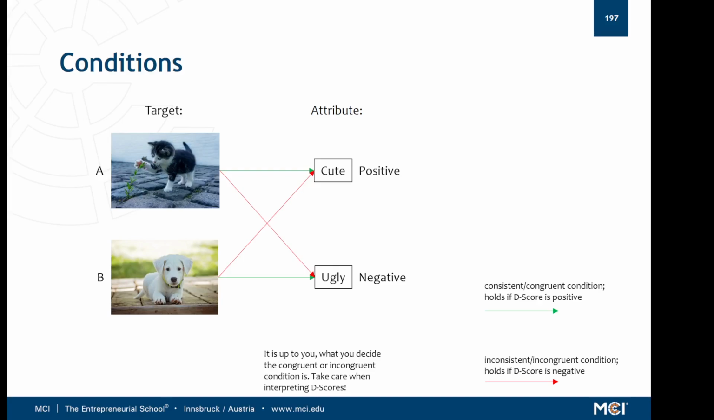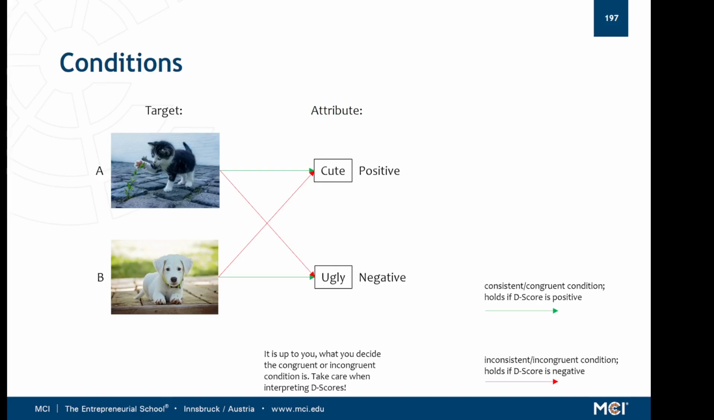And what we have at the end, we have the milliseconds difference that will show which of the associations comes first in your mind. Knowing that the congruent condition holds, it means that you will need less time to associate cats with positive attributes like cuteness, or dogs with negative attributes like ugliness, as compared to cats associated with ugliness and dogs associated with cuteness.